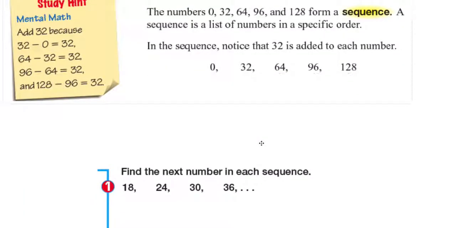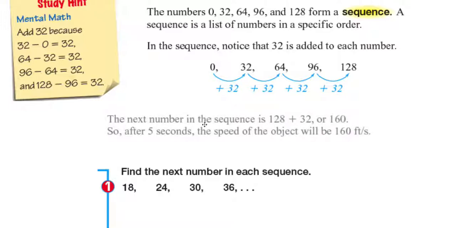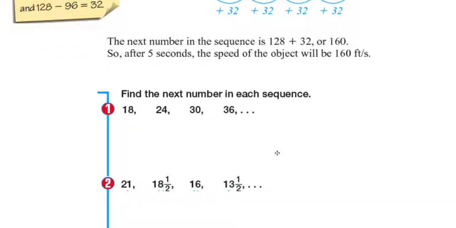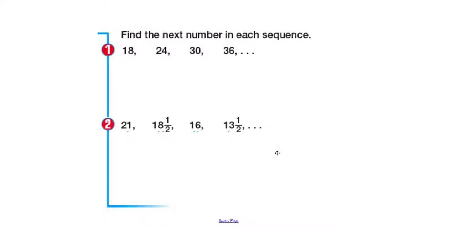In this sequence, notice that 32 is added to each number every single time. So the next number of the sequence would be 128 plus 32, which will be 160. So after 5 seconds, the speed of the object will be 160 feet per second. Okay, so let's do these examples and see how we can learn more about sequences.